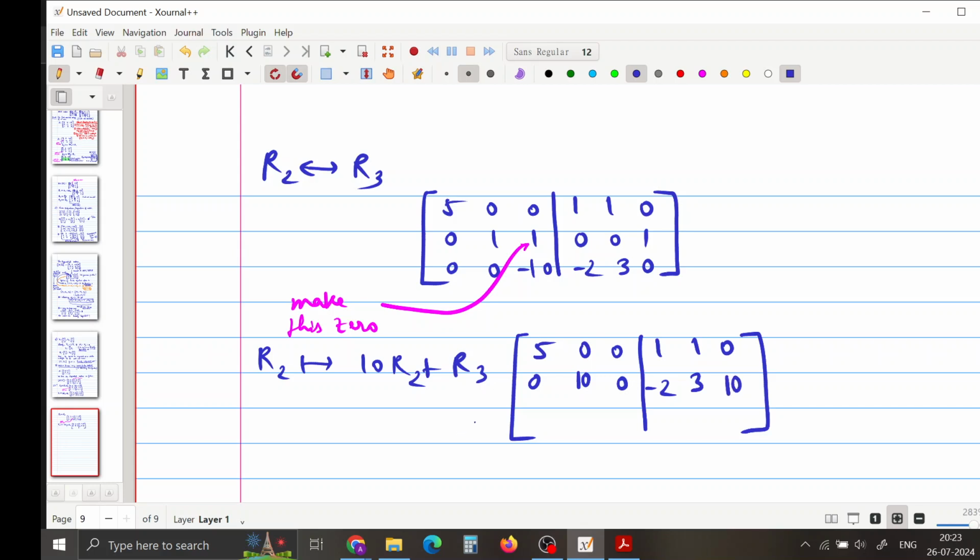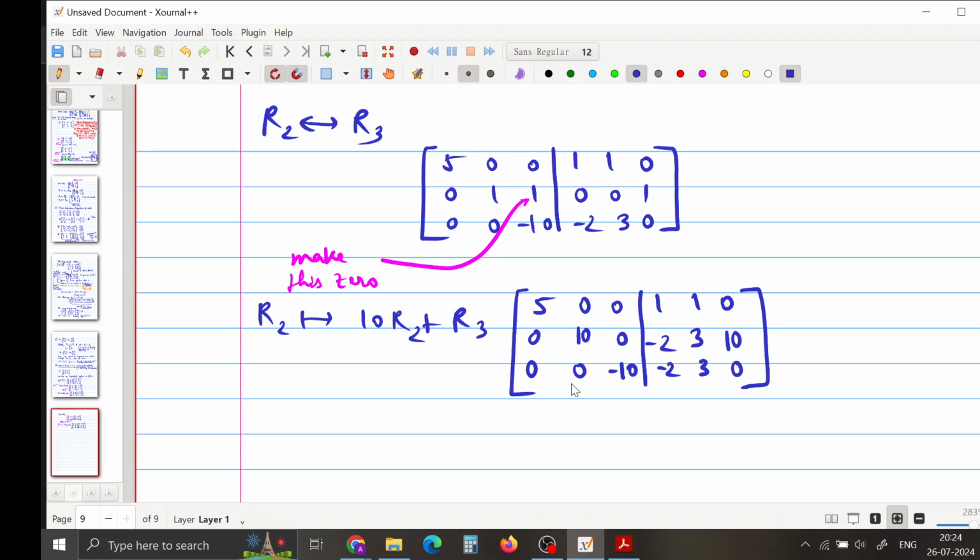This is minus 2 3 0. Great, now we are almost there. The left half has the same structure as that of the identity, except for the non-zero entries. The diagonal should be all 1, right? So we have to just scale the rows, that's it. So make these diagonal entries, make them 1, right?